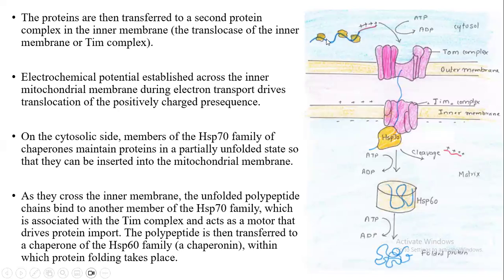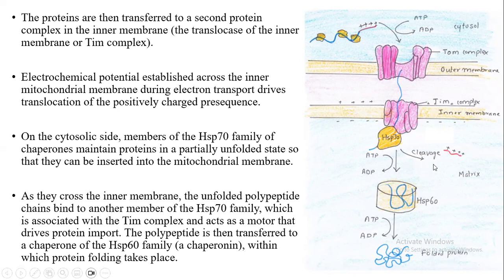On the cytosolic side of the protein, members of the HSP70 family of chaperones maintain the protein in a partially unfolded form that is required while transporting the protein across the outer and the inner membranes. As they cross the inner membrane, the unfolded polypeptide binds to another member of the HSP70 family chaperone protein, which is associated with the TIM complex, and it basically acts as a motor protein, importing the protein across the membranes. For this process, it makes use of energy from ATP hydrolysis.